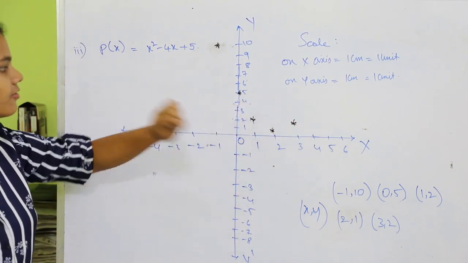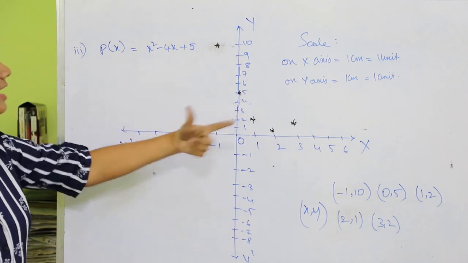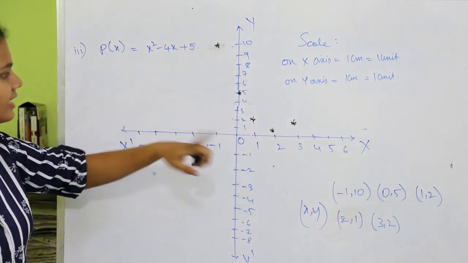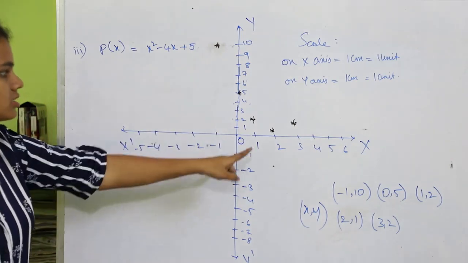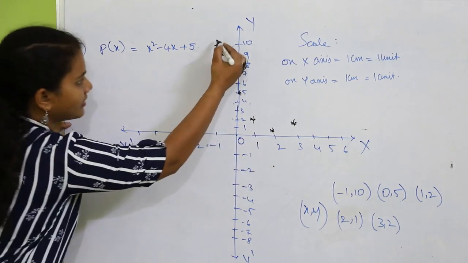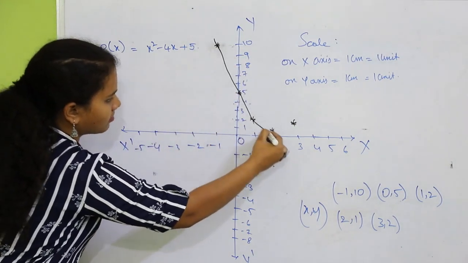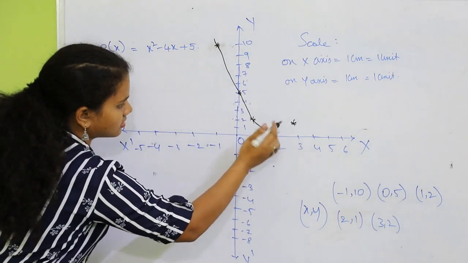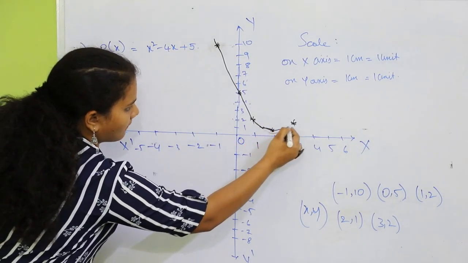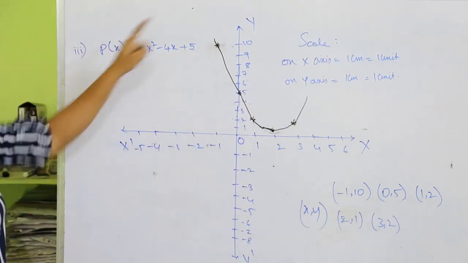But guys, here there are no zeros of the polynomial. If you look at this graph, can you see any zeros of the polynomial over here? No points are touching the x-axis, right? Let me join these, then we can see it more clearly. Okay, so this is the graph that we got.